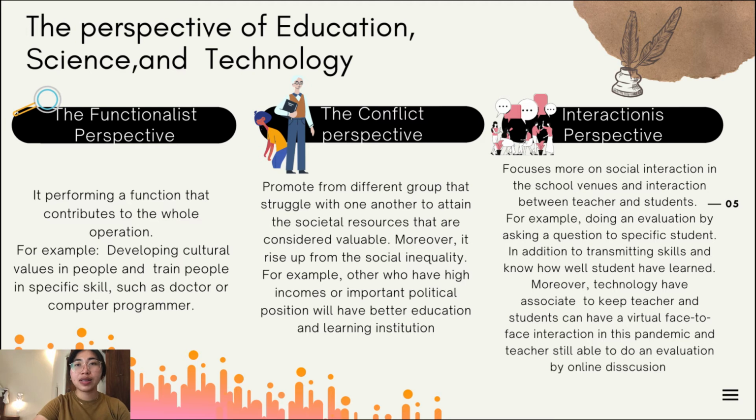And the last is the interactionist perspective. This perspective focuses more on the social interactions in the school, either in the venues or interactions between teachers and the students. For example, if teachers do an evaluation by asking questions to a specific student, in addition to transmitting skills, it is also beneficial for knowing how well the students have learned.